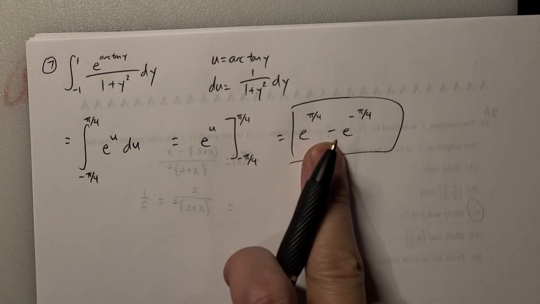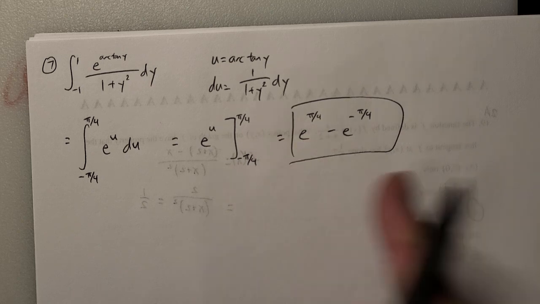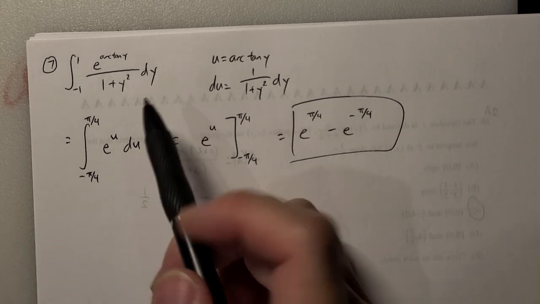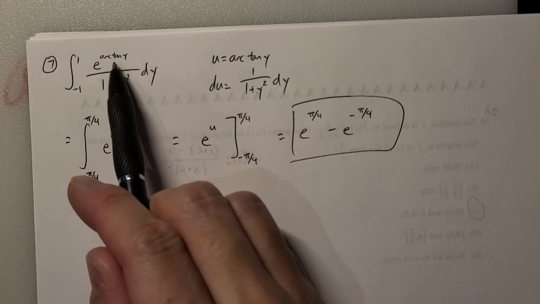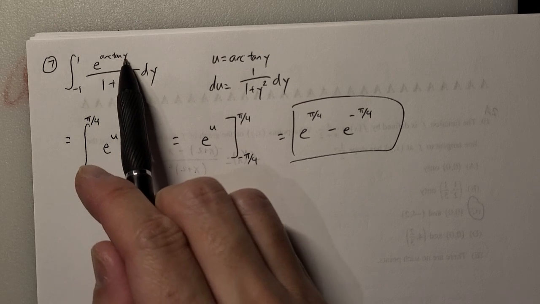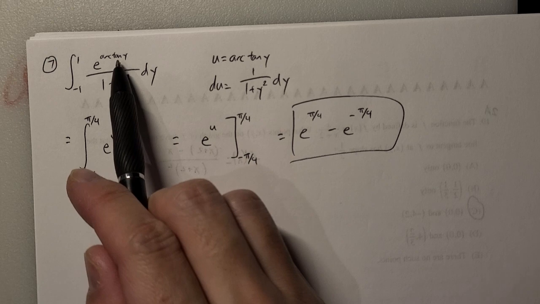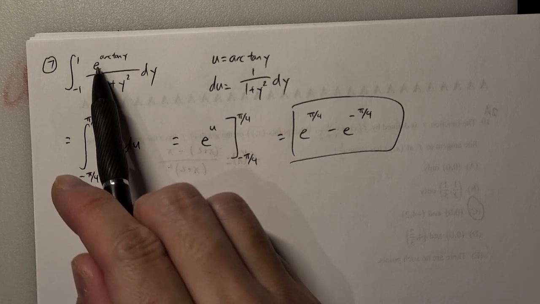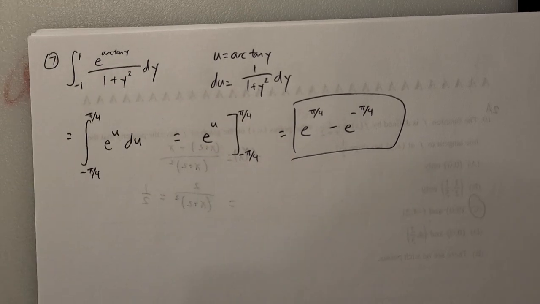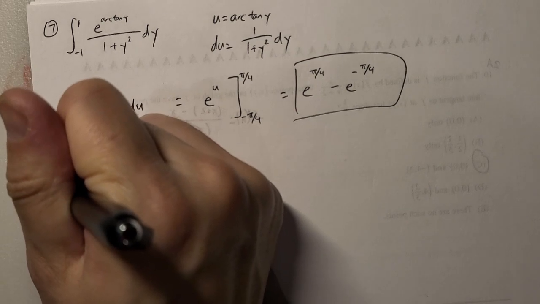Otherwise this would have been like 2e to the pi over 4, something like that. But clearly it wasn't. That was neither even nor odd. It's because of this e to the arctan y. Arctan y is odd, but e to the power is neither even nor odd, so that's why it's neither. Okay, so that's a side note.